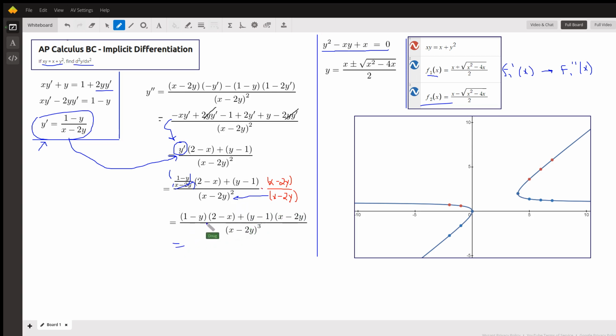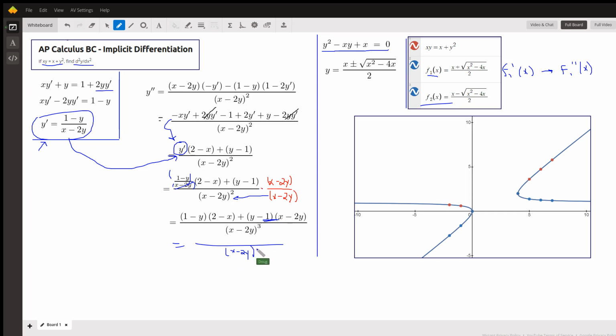Okay, now you could use FOIL to multiply these two binomials, FOIL to multiply these two binomials, check to see if there's any similar terms or if anything cancels out. I think you actually do get some terms that cancel out, minus 2y and a plus 2y. I think you end up with it that combined is 0. But I'll let you take care of that. And for sure, the denominator is x minus 2y, the quantity cubed.